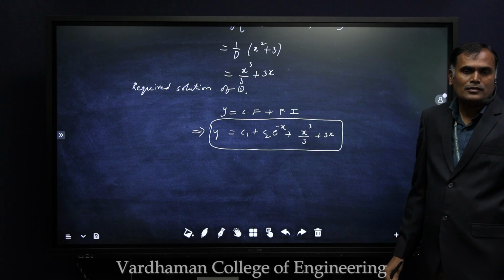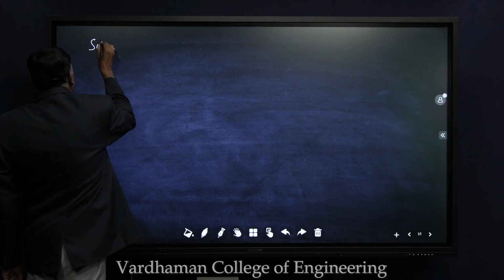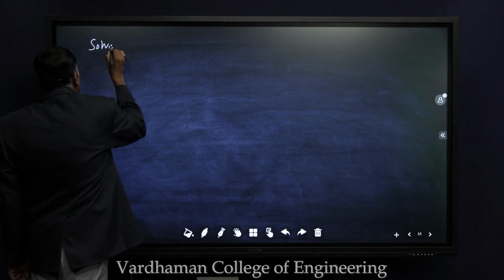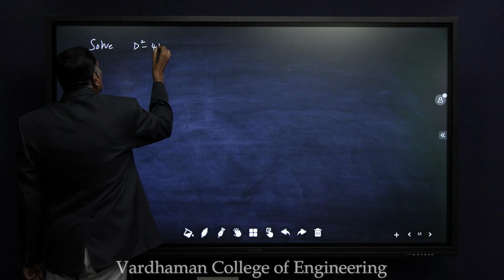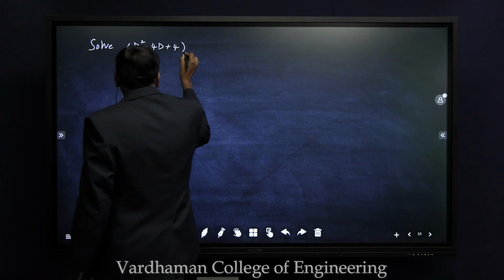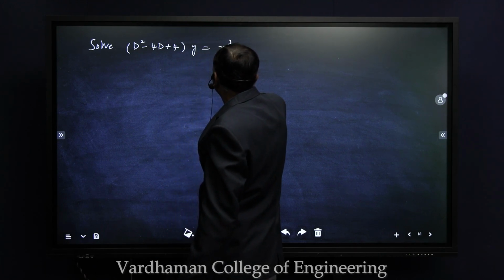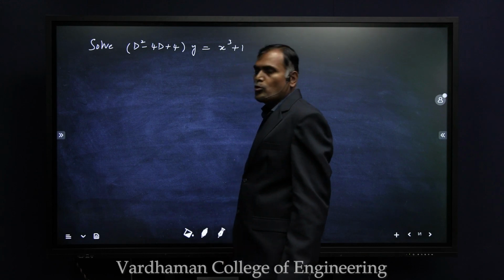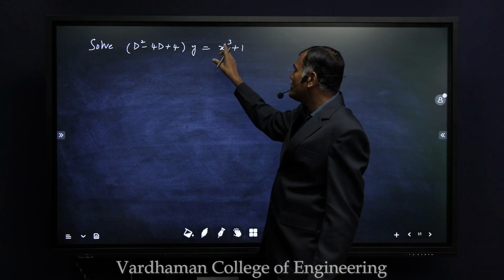Now let us discuss another example. Solve D square minus 4D plus 4 into y equals x cube plus 1. This is the next problem.